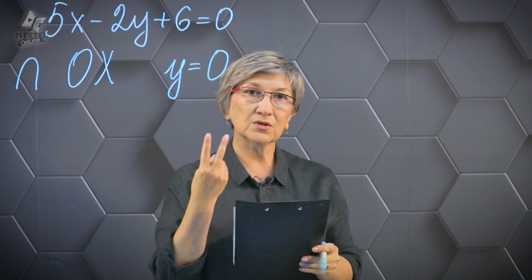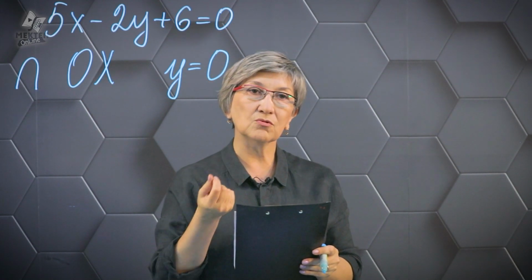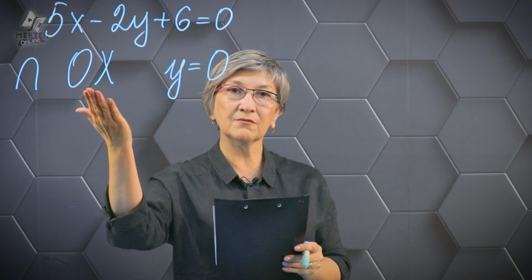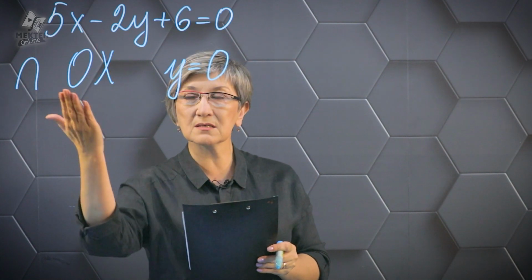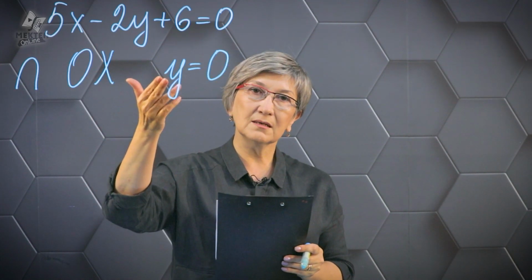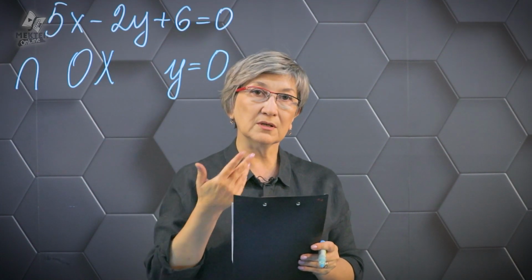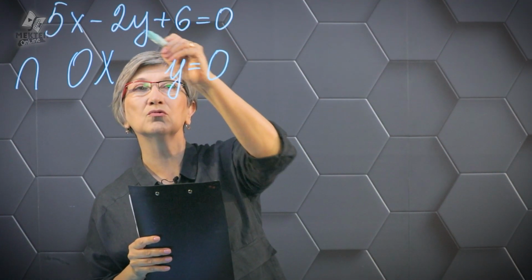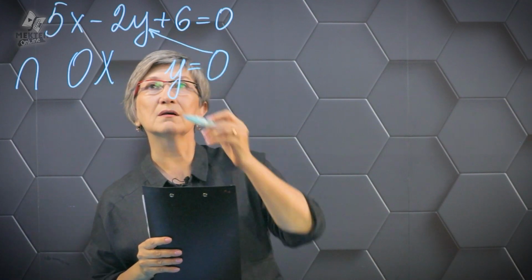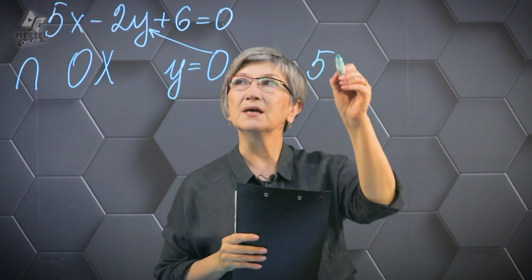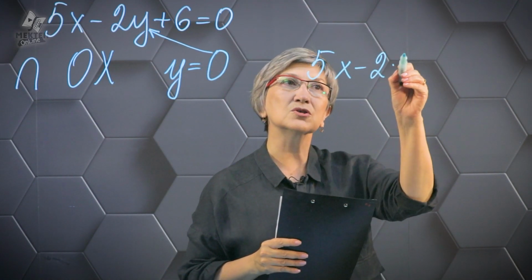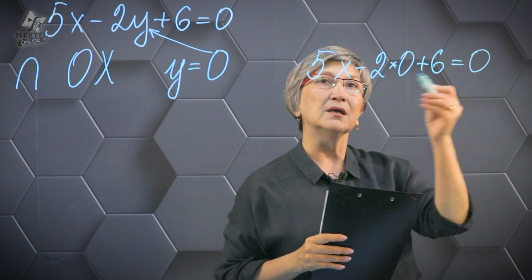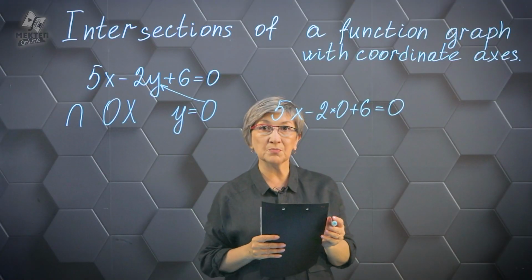We have only two axes, the x-axis and the y-axis. When you find the coordinate of the point where the graph of the function intersects the x-axis, then the y-coordinate is 0. In this case, I will substitute the value of y equal to 0 into our equation. As a result, we will get 5x minus 2 times 0 plus 6 equals 0. And we have obtained an equation with one variable.